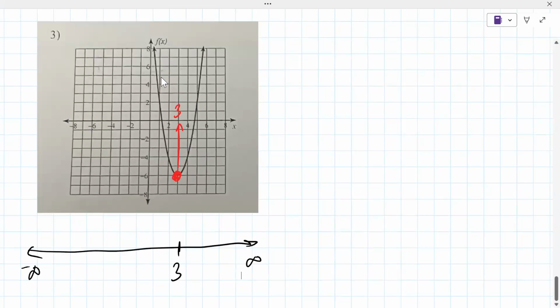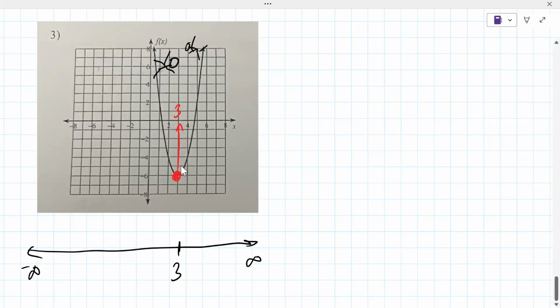So what's going on on the left here? Is it increasing or decreasing? And you're going left to right. You can imagine, are you walking uphill or downhill? Uphill, increasing. In which interval? It's left to right, left to right.